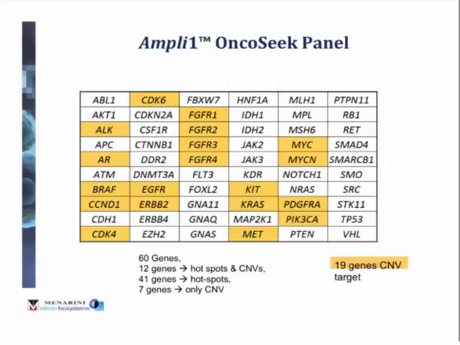And so we are also working on launching an OncoSeek panel for Ampli1, which is about getting information on mutations in about 60 genes, including copy number changes.